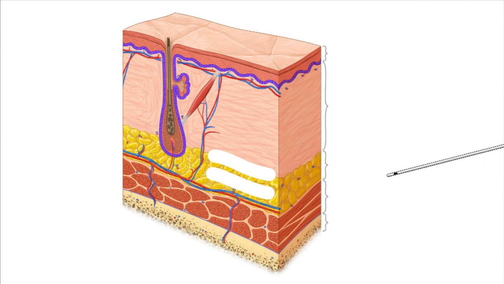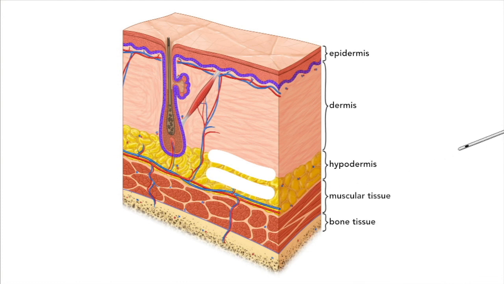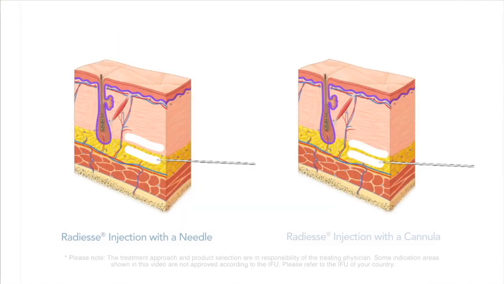This cannula is partially or fully inserted depending on the extent of the indication, while remaining parallel with the skin. Just like with the needle, the gel is injected by slowly removing the syringe. With the cannula, the Radiesse injection plane extends from the dermis-hypodermis junction to the hypodermis.